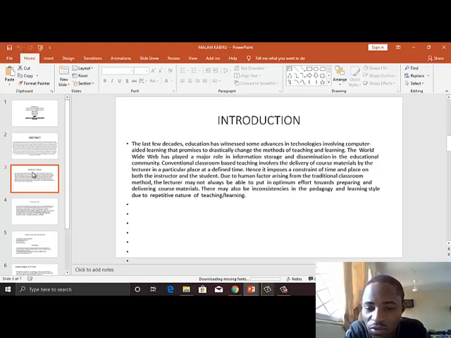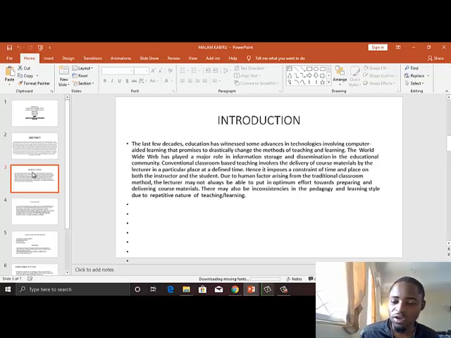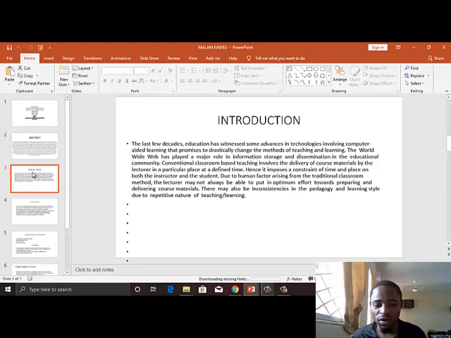classroom-based teaching involves the delivery of course material by the lecturer in a particular place at a defined time. Hence, it involves a constraint of time and place on both the instructor and the student due to human factors arising from the traditional classroom method. The lecturer may not always be able to put optimum effort toward preparing and delivering course material. That is the introduction.